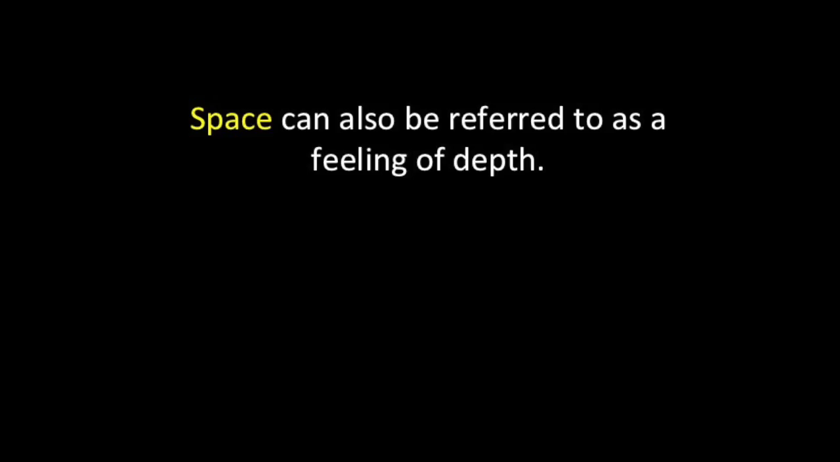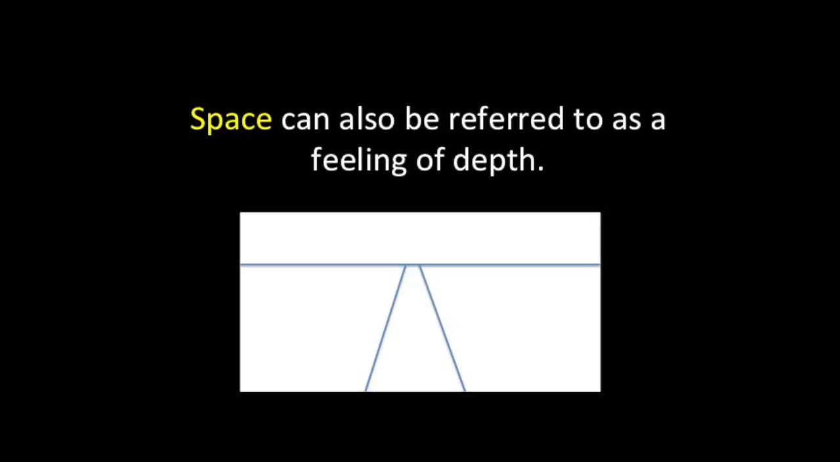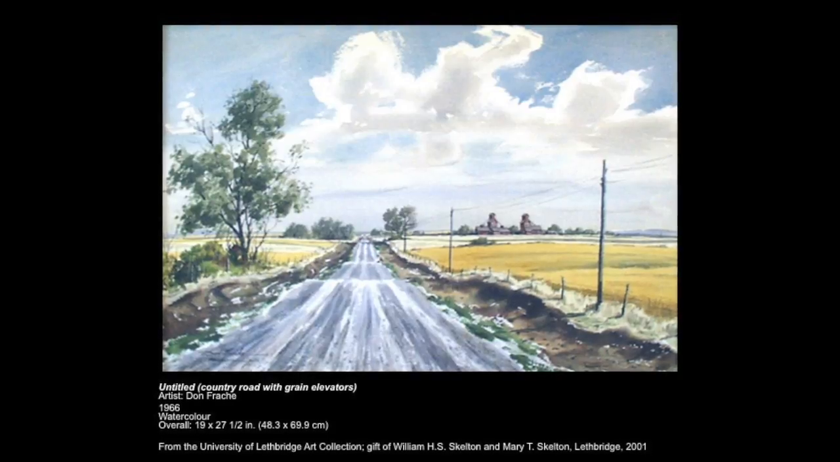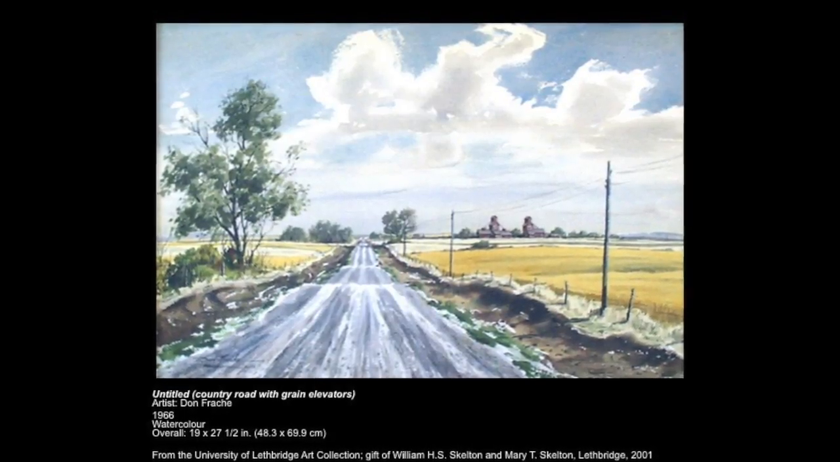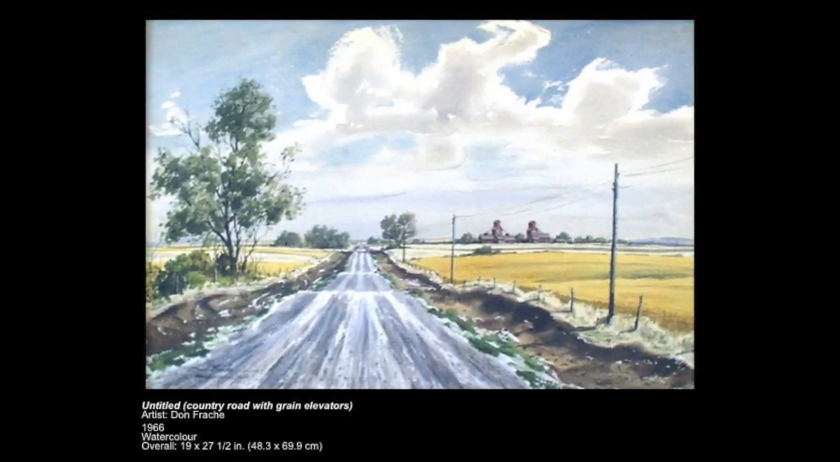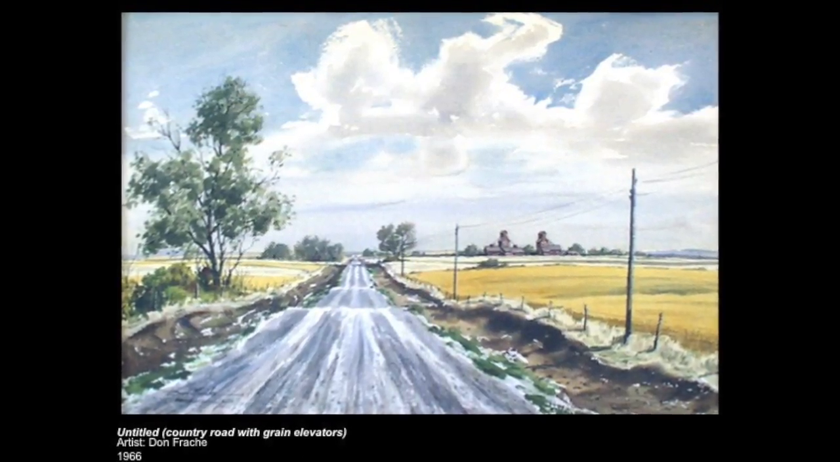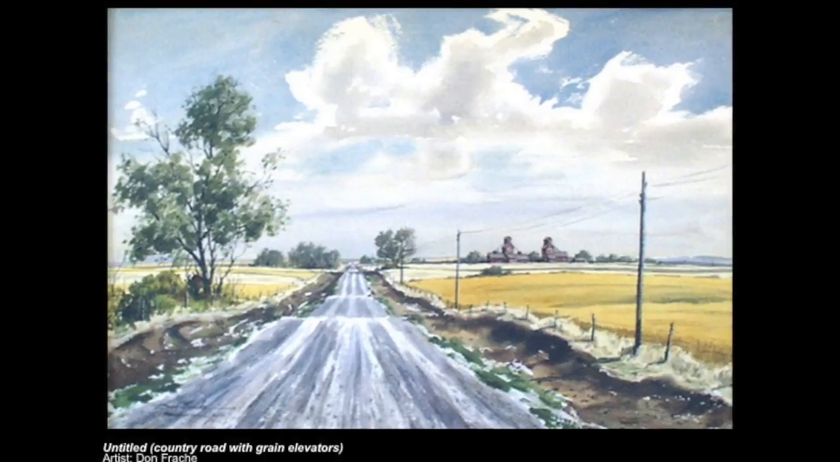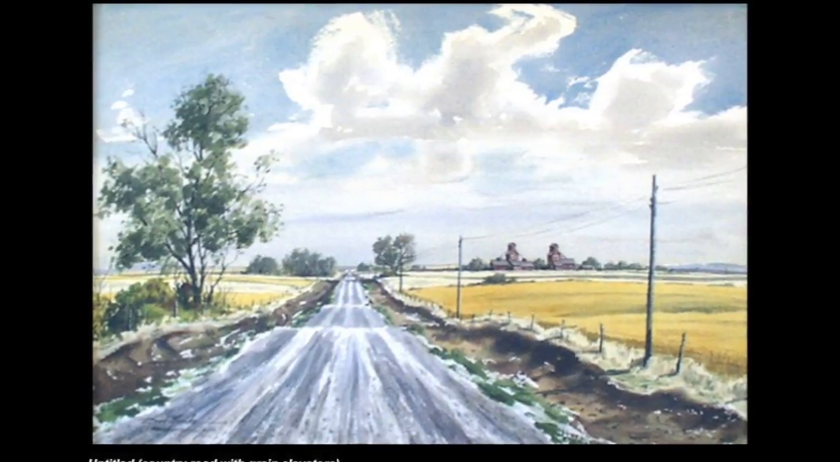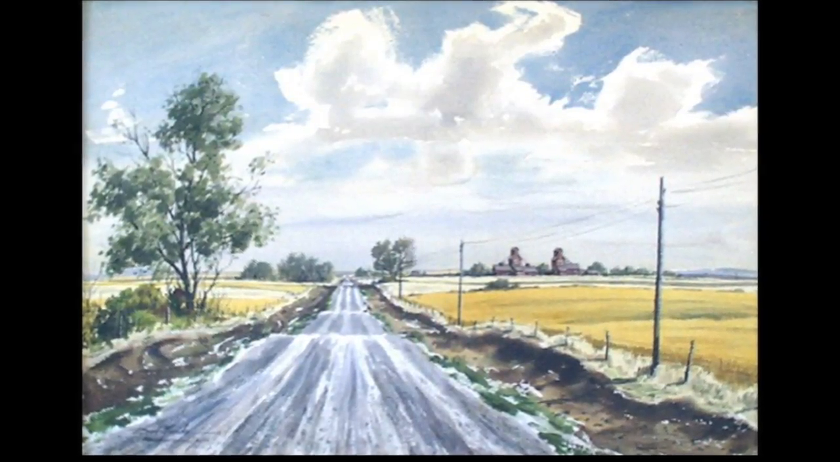Space can also refer to the feeling of depth. Real space is three-dimensional. In visual art, when we create the feeling or illusion of depth, we call it space. This watercolor painting by artist Don Fraiche, untitled Country Road with Grain Elevator, illustrates the feeling of space and depth. The grain elevators are off in the distance, painted smaller than the tree closest to the viewer to give the illusion of distance.